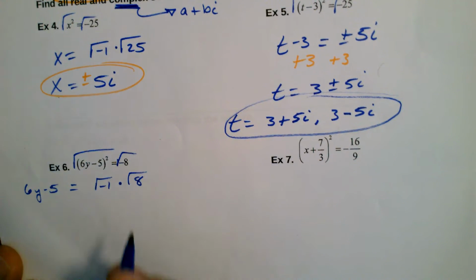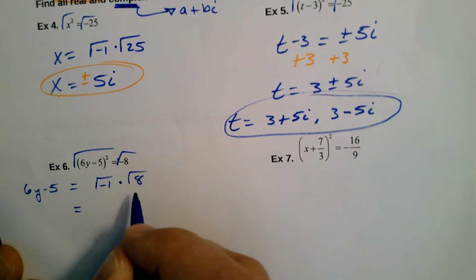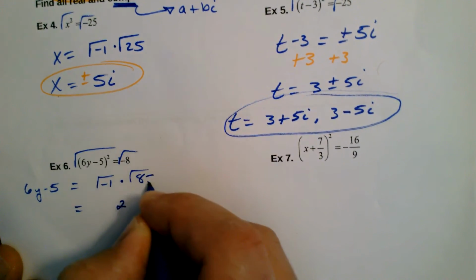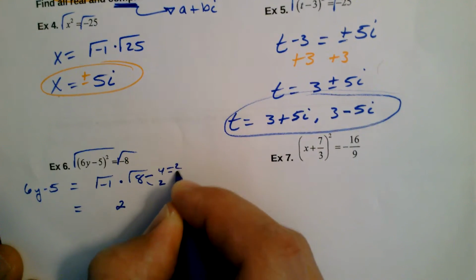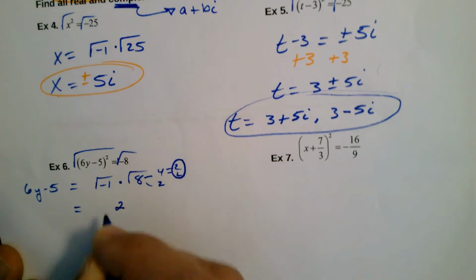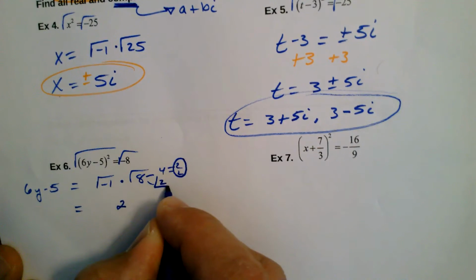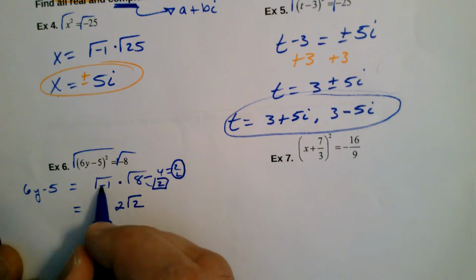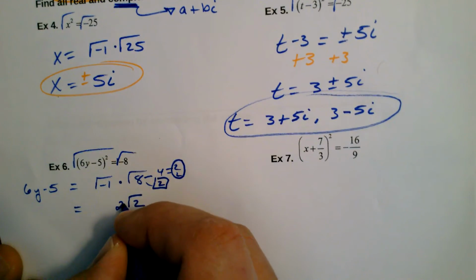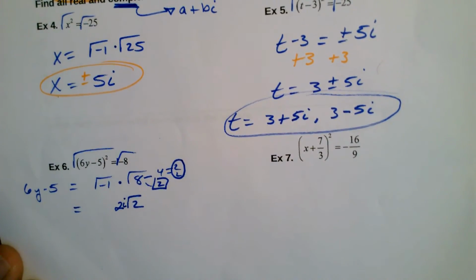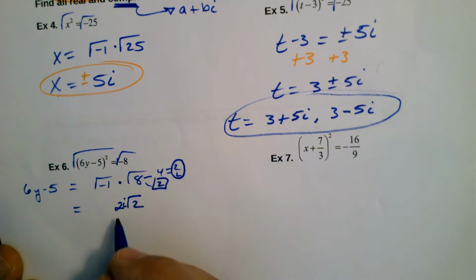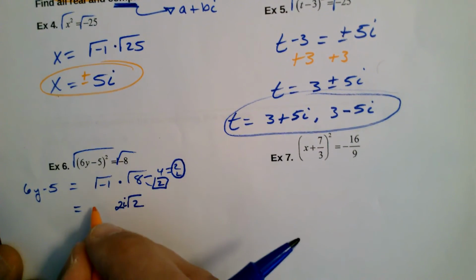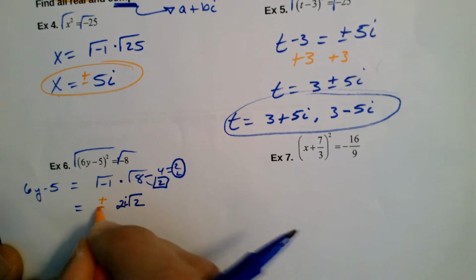Well, we know this. 8 breaks down to 4 and 2, 2 and 2. So I have a pair of 2s. I write that 2 on the outside, and then that guy is left on the inside. And then the square root of negative 1 we know is i. So I'm going to put the i right there. So I have 2i root 2. And then we square rooted both sides, so don't forget the plus or minus sign.